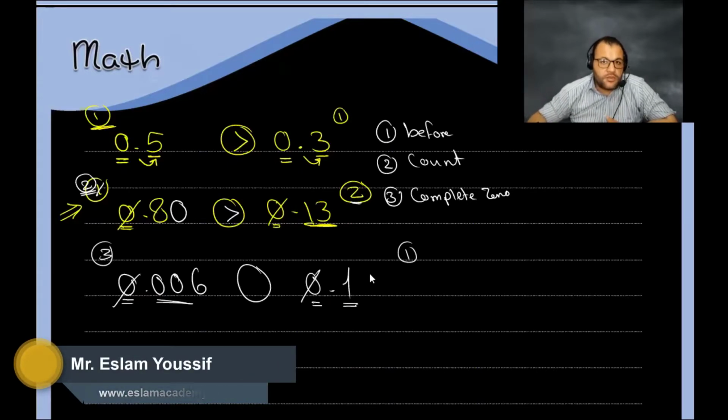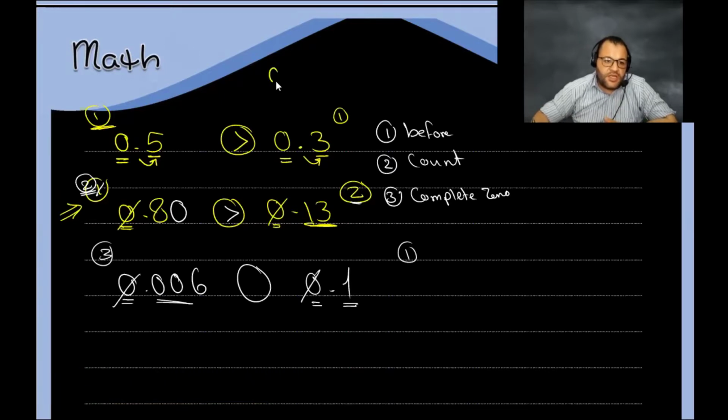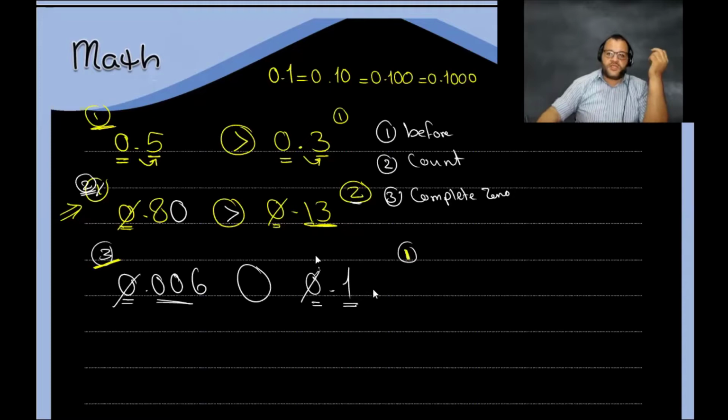We said 0.1 is the same as 0.10, the same as 0.100, the same as 0.1000. It means if you add zeros at the right, it's still the same value. It doesn't change. You understand this one? So how many zeros do we need to complete? We have here 1 digit and here 3 digits. So how many zeros are missing? 2. So we add 2 zeros.